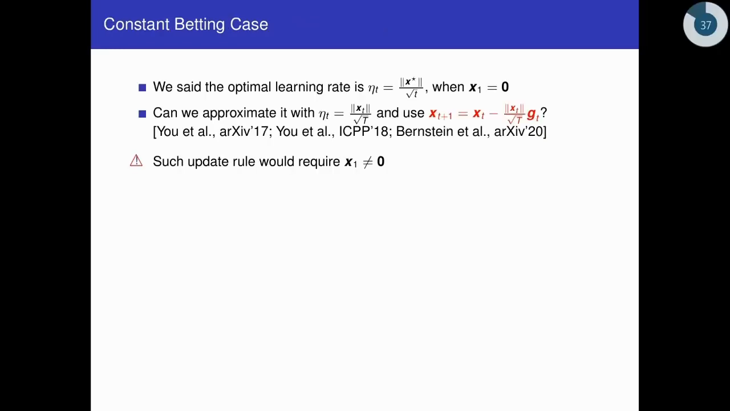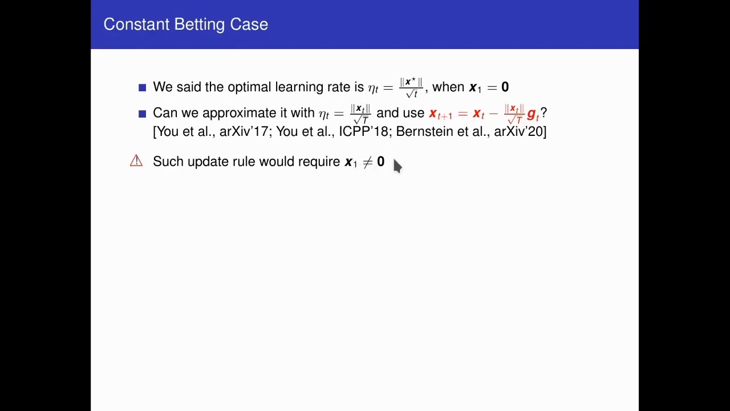Now, let me show you another example of a betting algorithm. We say that the optimal learning rate is something like the norm of the optimal solution divided by square root of t, where you start from 0. Now, you don't know the optimal solution, but you might think to approximate it with x_t. Okay, when you're close to the optimum, these two things should be more or less the same. And use a constant learning rate here so that stochastic gradient descent becomes something like this. You rescale the gradient by the norm of x_t. And it turns out that this was a heuristic proposed in deep learning optimization papers.